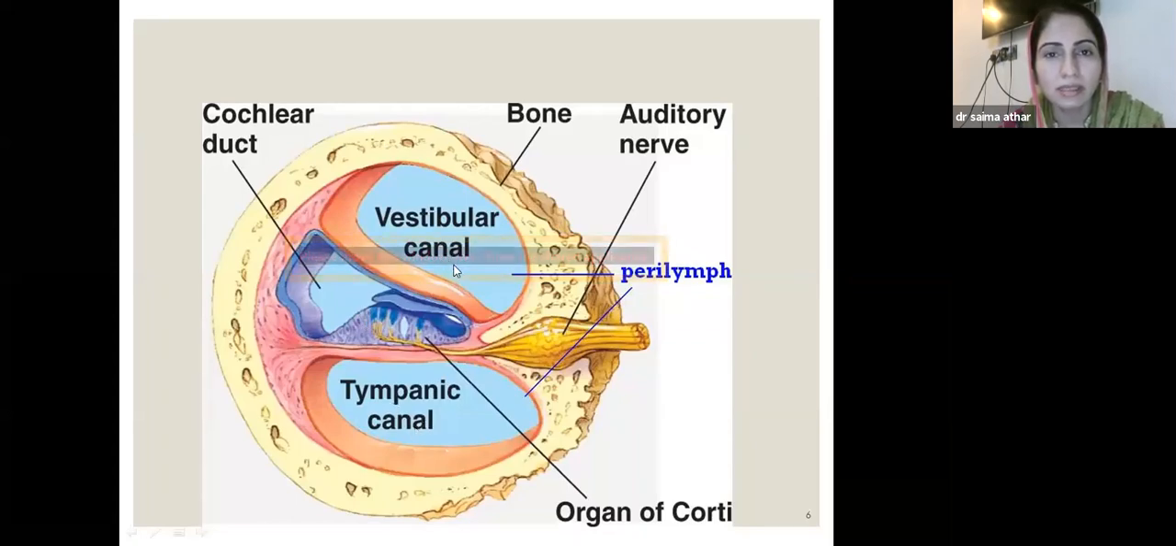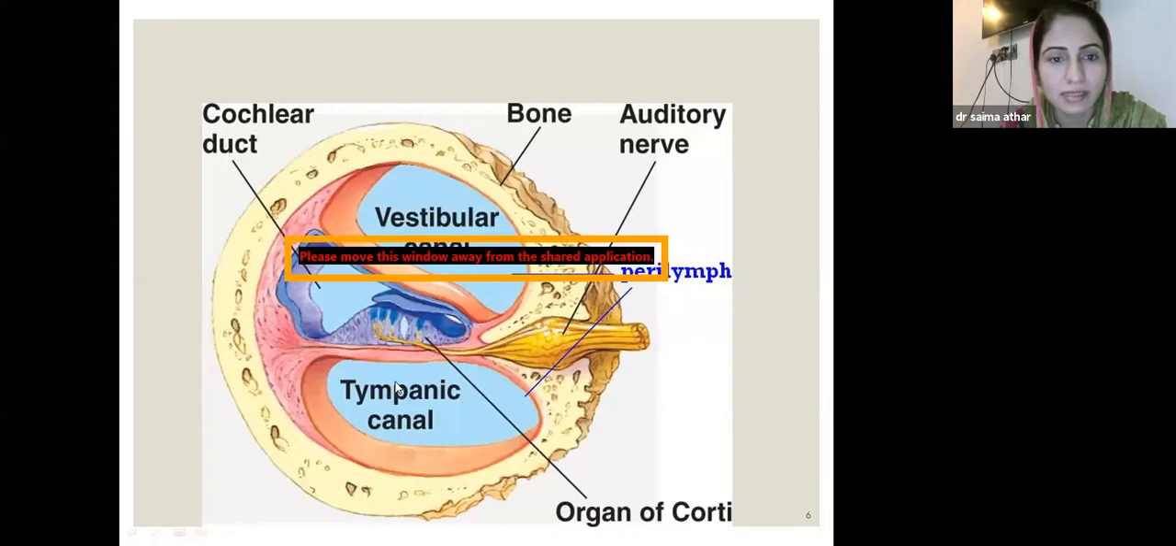The bony labyrinth is divided in two parts. One is the vestibular canal, the other is the tympanic canal, or they are also known as scala vestibuli and scala tympani. Okay, and in the center or in the middle is the cochlear duct. Now, this cochlear duct is separated from scala vestibuli by the vestibular membrane. Okay, and this scala tympani is separated from the cochlear duct by the basilar membrane.